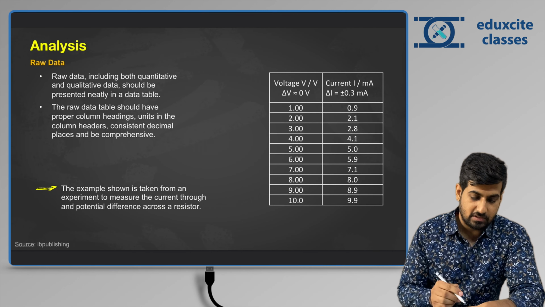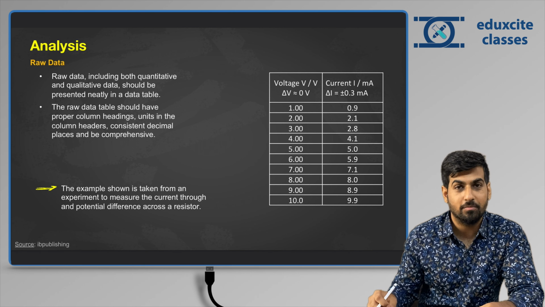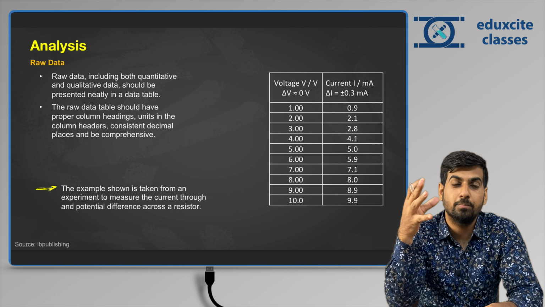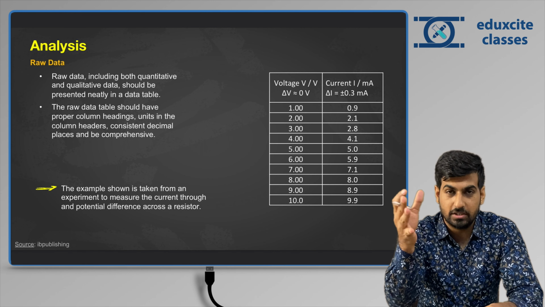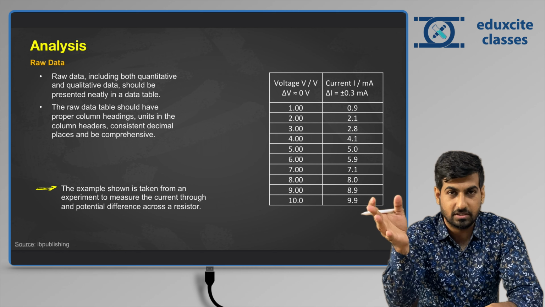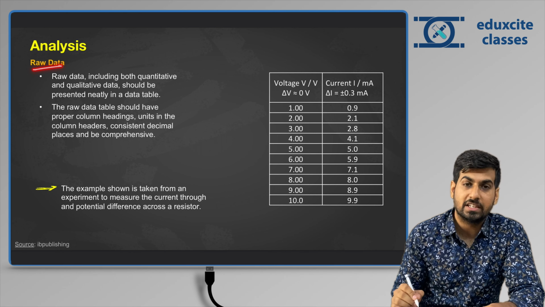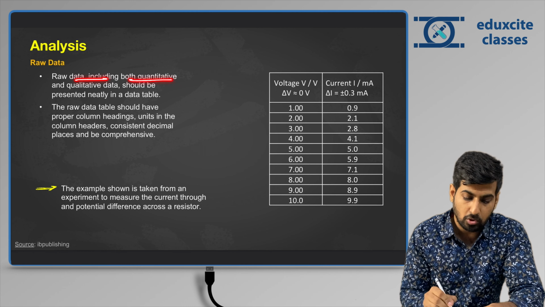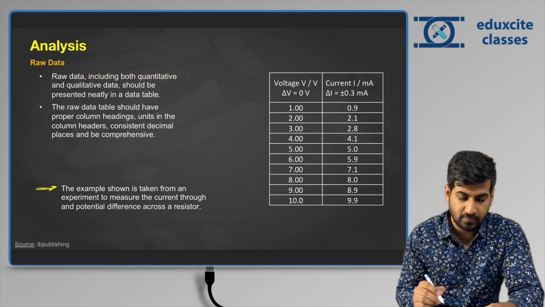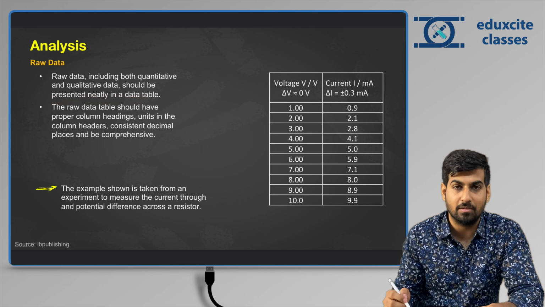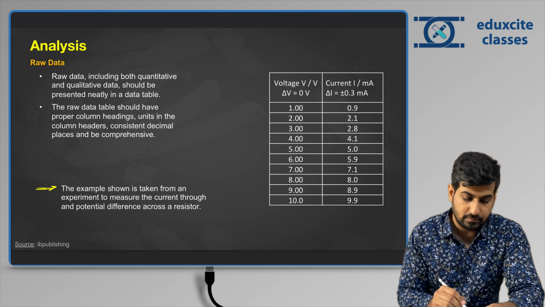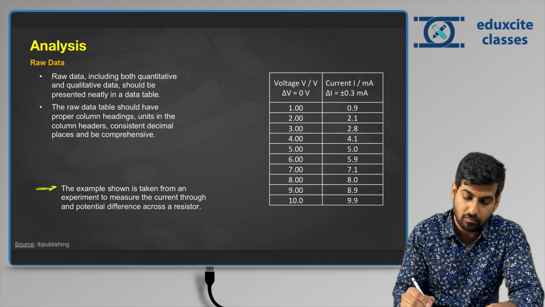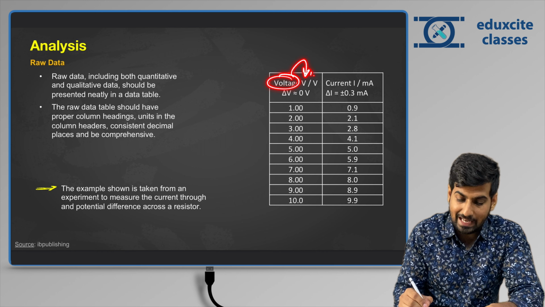Let us go in detail one by one, and I will show you by referring to examples that are being considered by the IB on its own website, by IB Publishing. The first is your collection of raw data, how your raw data should look. Raw data include both quantitative and qualitative data, and should be presented neatly in a data table. For example, there should be proper column headings, with units, like voltage represented by V/unit.